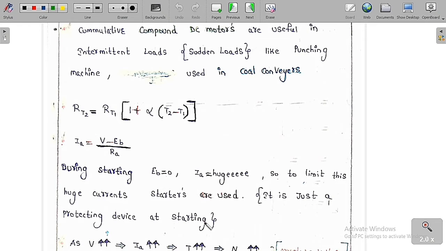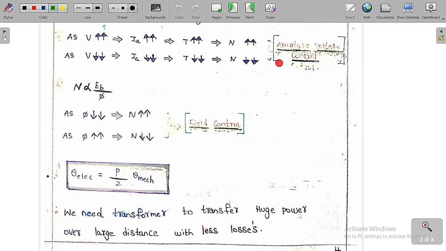So simply we can say that starters are used to limit Ia, which has a very huge value, to a certain limit value. So starters are nothing but protective devices which are used for the starting purpose only. Now we discuss the armature voltage control.